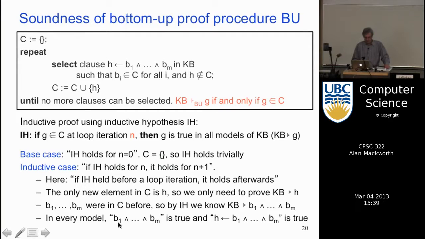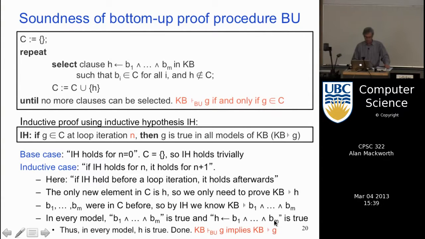In every model, this body is true, and the rule is true, because that's the definition of a model, right? Thus, in every model, H is true, because we know this is true, and this is true. The only way for this to be true, if the body is true, is for the head to be true. It's the truth table for implication, right? Therefore, in every model, H is true. So we're done. We've proven this inductive case, and so we've proven the theorem that if G is derivable bottom-up from KB, that implies that G logically follows from KB.